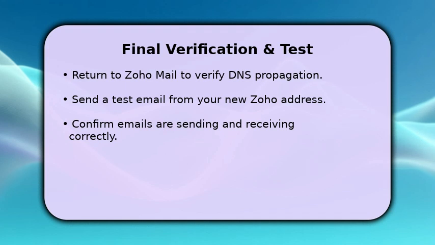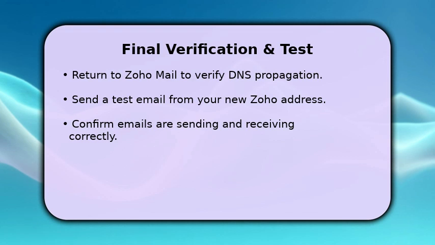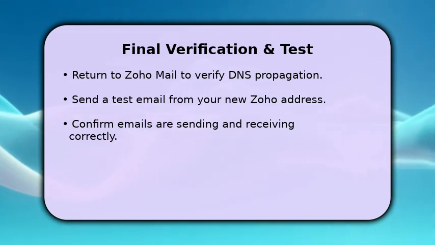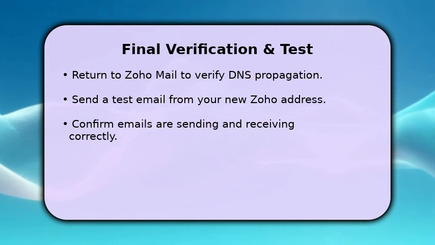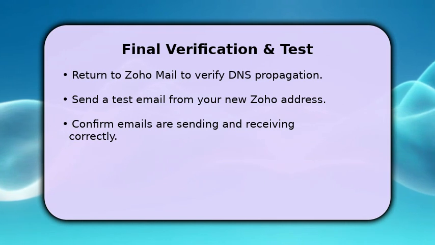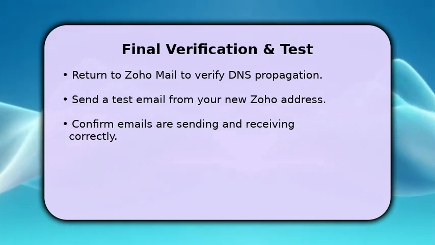Finally, it's time to verify everything. Go back to your Zoho mail control panel and check the DNS verification status. It might take a little while for the changes to propagate, perhaps up to 24 hours. Once verified, send a test email from your new Zoho address to another email account. Then, reply to that email to ensure both sending and receiving are working perfectly.